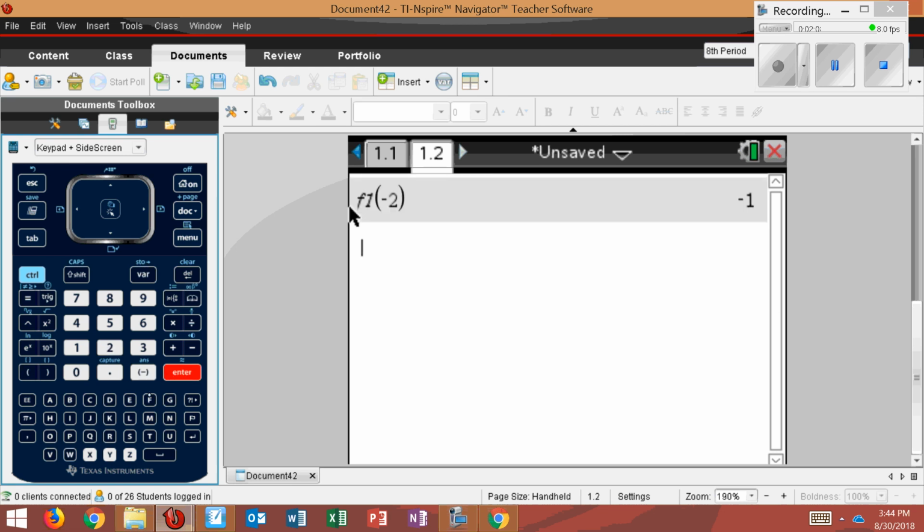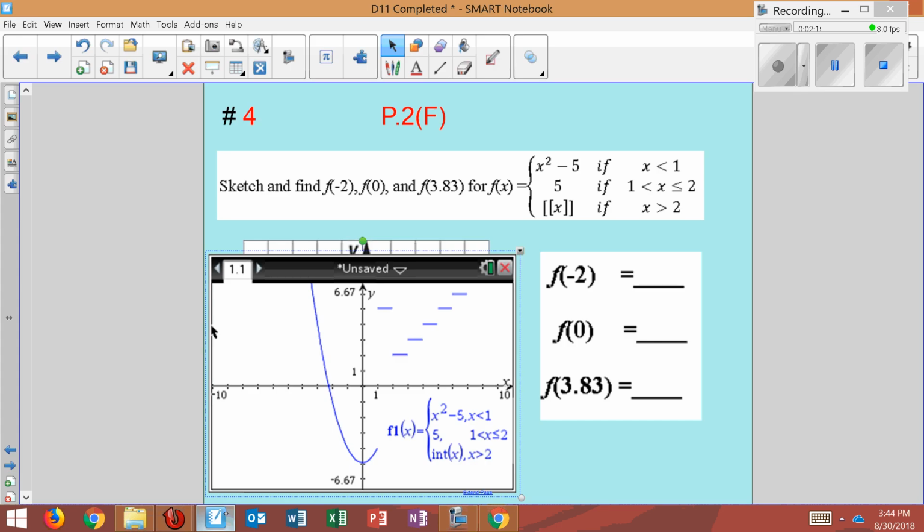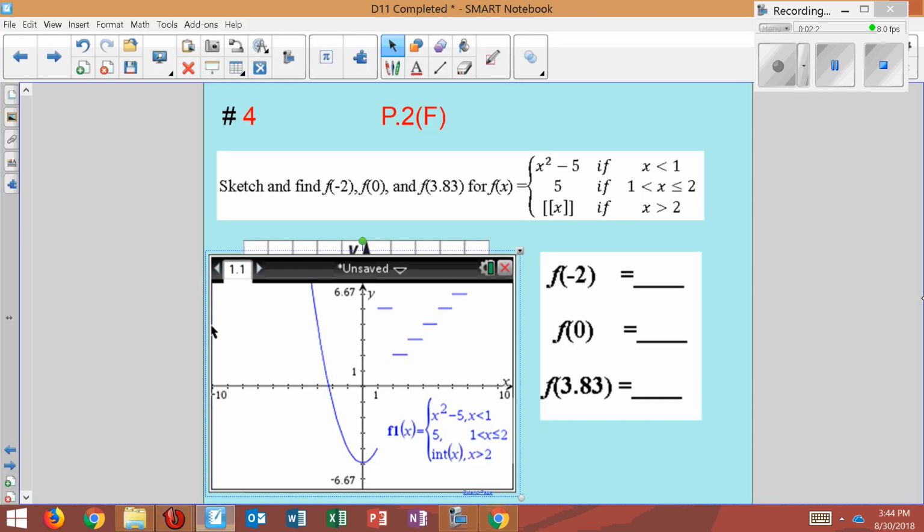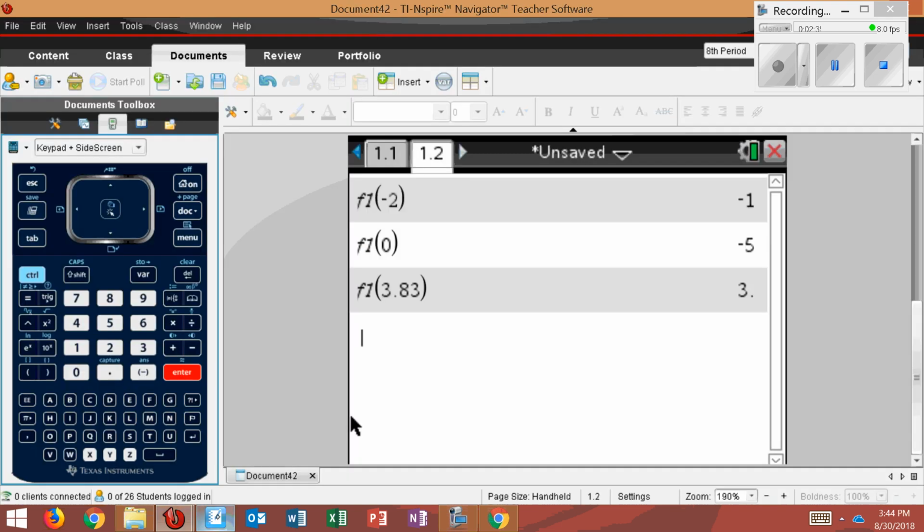And I also need to look for what f1 of 0 is, and also need to find f1 of, I believe it was 3.83. Did I have that right? Yes. And I press enter. And these are the values, -1, -5, and 3. I believe that's them.